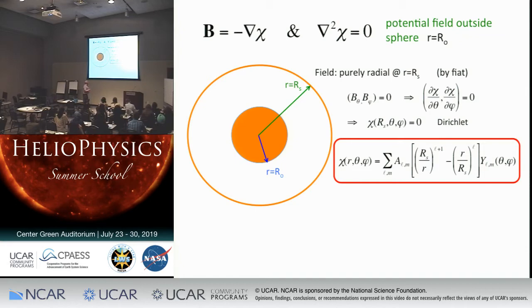The system we're going to think about is the sun. Here it is in this nice orange ball, and there's the solar radius. And we think we know the magnetic field at the surface of the sun. So that will tell us something about the magnetic field. It's actually going to tell us about the normal derivative of chi at the surface.